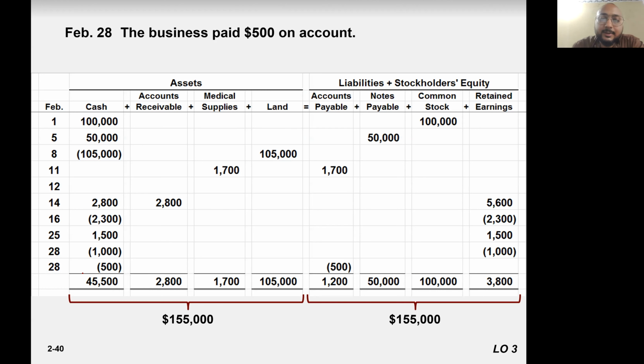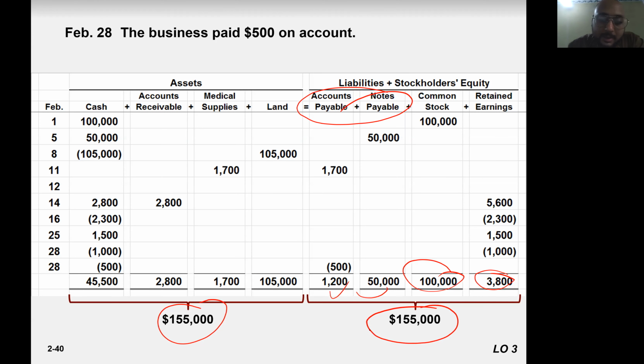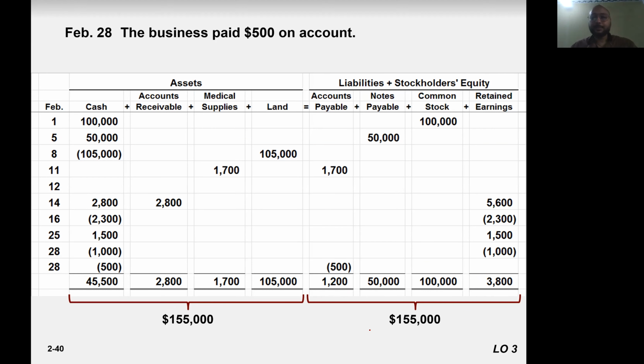So our total assets is equal to 155,000 and our total liabilities are 1,200 plus 50,000, and our common stock and retained earnings are like this. So total assets is equal to liabilities plus owner's equity, 155,000. Any question here? Yes, sir.